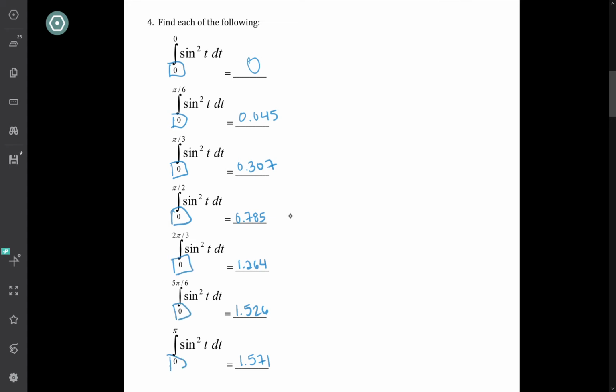And as I increase my upper limit, what you can see is I start with no area. So the area under sine squared from 0, 0, 0. The area under sine squared from 0 to pi over 6 is a little bit more than 0. And then if we go from 0 to pi over 3, it's a little more than that, and so on. So I have done nothing but change the upper limit of integration in all of these.